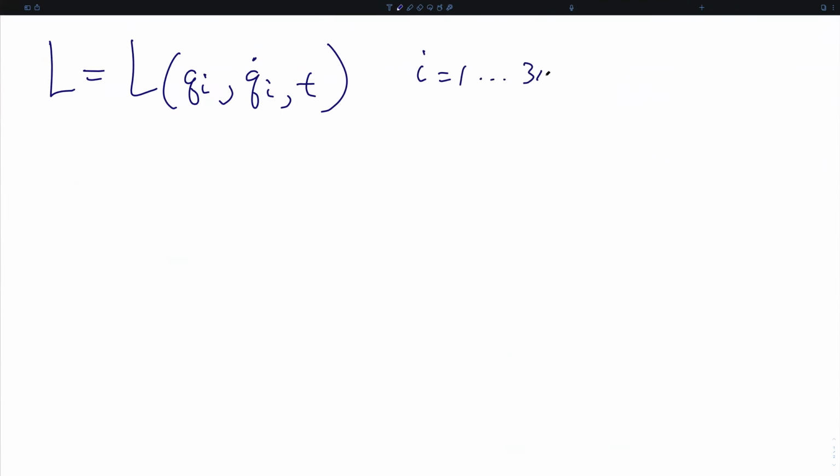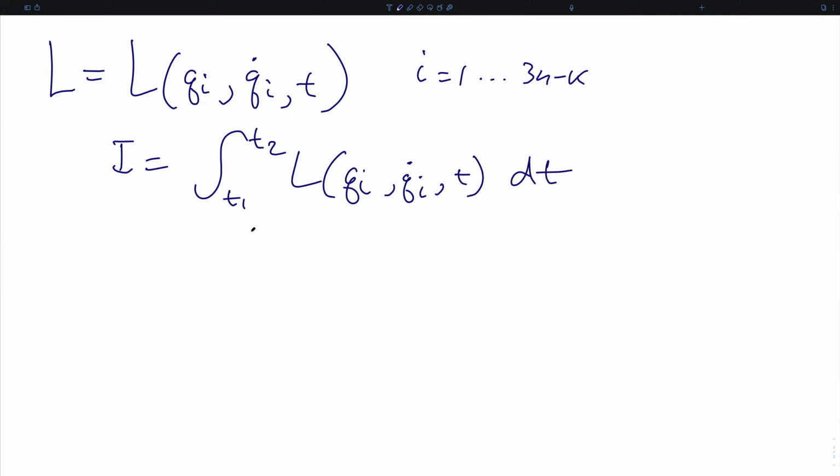The Lagrangian is a function of all of the generalized coordinates, their time derivatives, and time only. So I can state that the Lagrangian is going to be a function of q sub i, q sub i dot, and time for i equal to 1 to 3n minus k. That means that the action is going to be the integral from t1 to t2 of the Lagrangian.